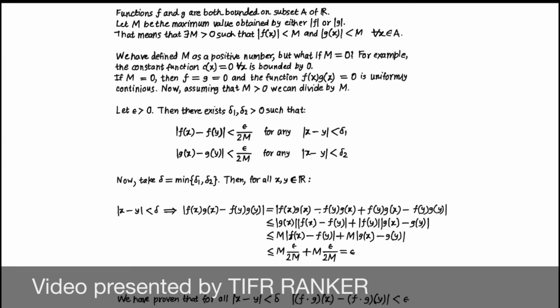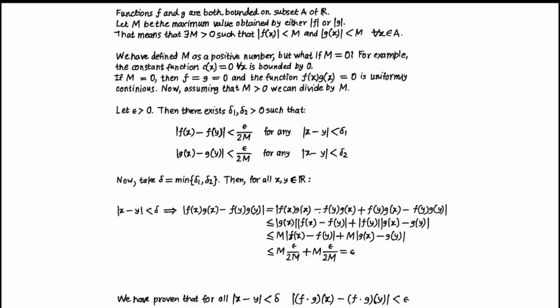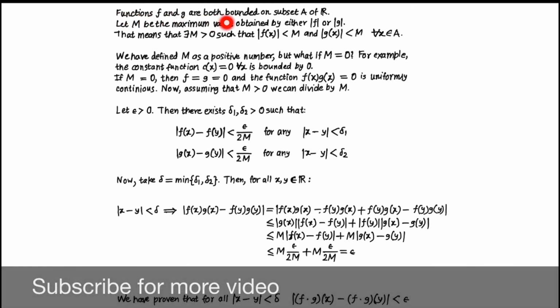So how can we go? Functions f and g both are bounded on subset A of R, that is given. So we can take the maximum bound M for both |f| and |g|. That means there exists an M positive for which |f(x)| < M as well as |g(x)| < M for all x in the set A.